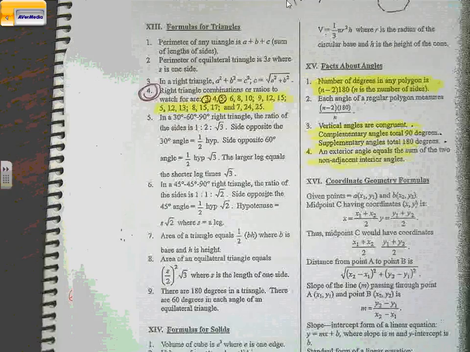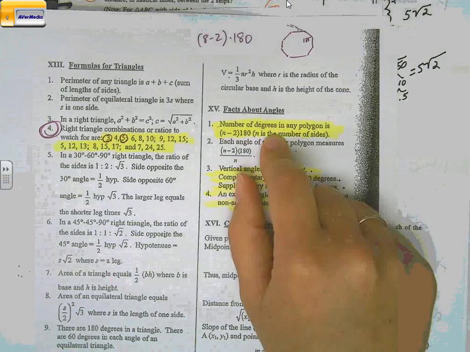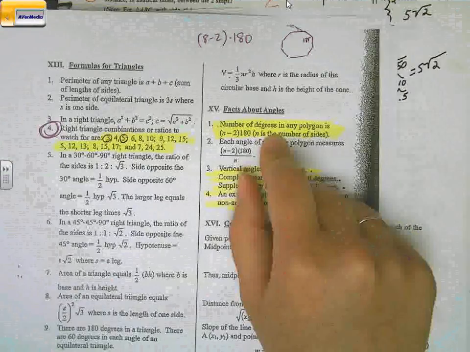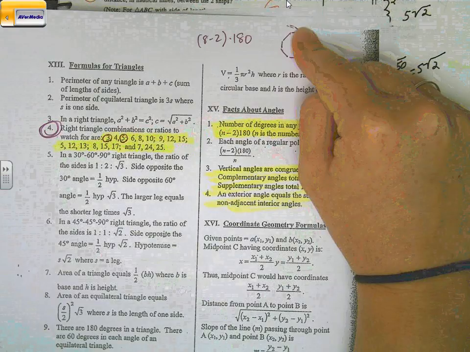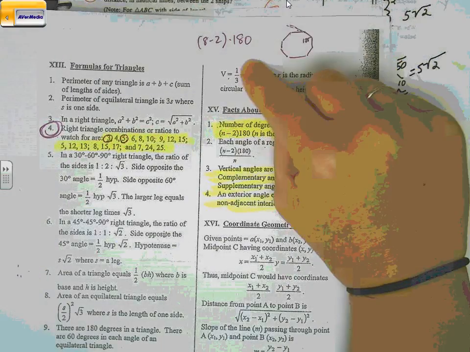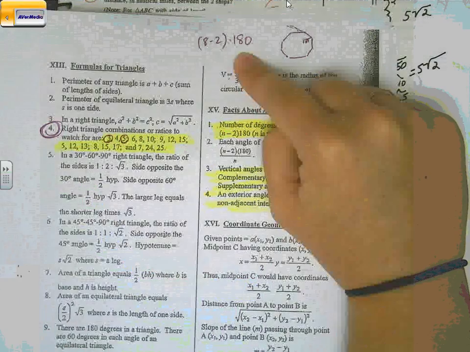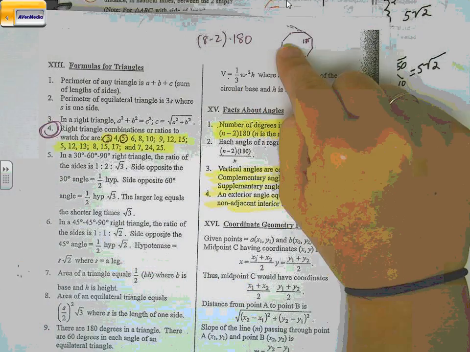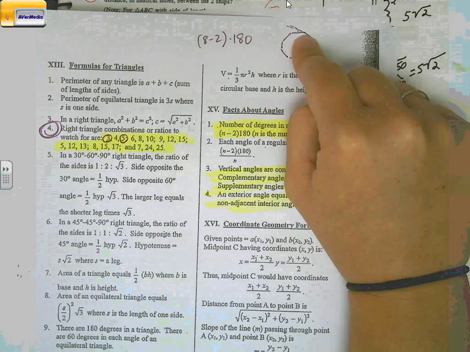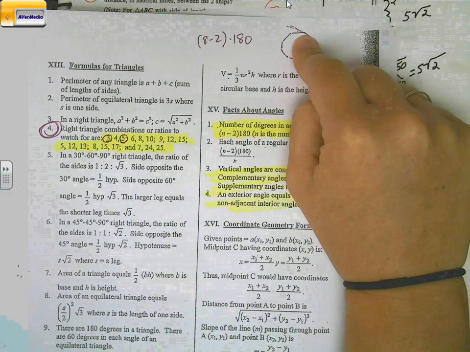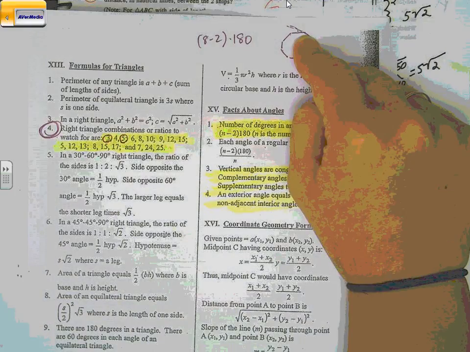This doesn't show up on every ACT, but it shows up on some of them. The number of degrees in a polygon. If you have an octagon, the total number of degrees is 8 minus 2 times 180, or 6 times 180, which is 1,080. So all the interior angles in an octagon add up to be 1,080. If it's a regular octagon, all the angles are the same, so you can divide that by 8 to get one angle. So that's a formula that every now and again shows up.